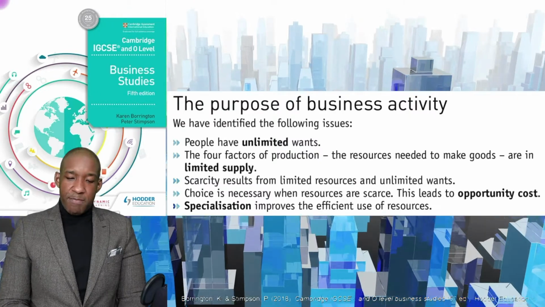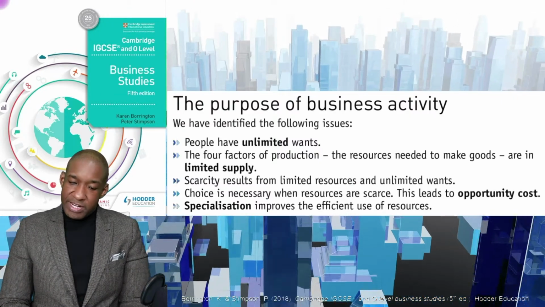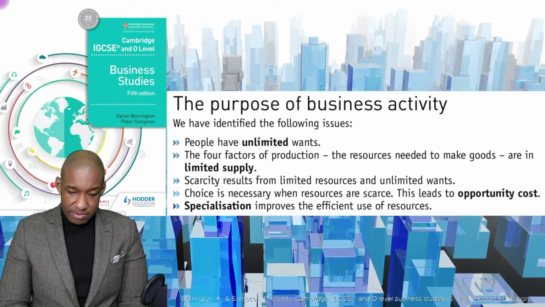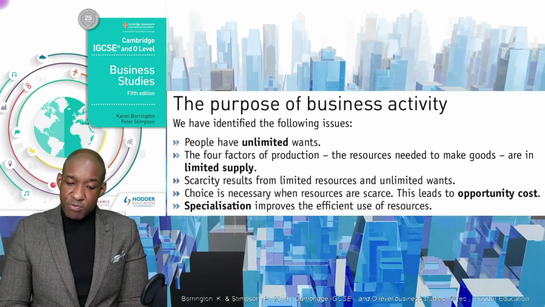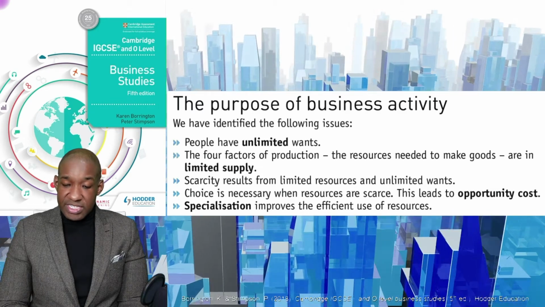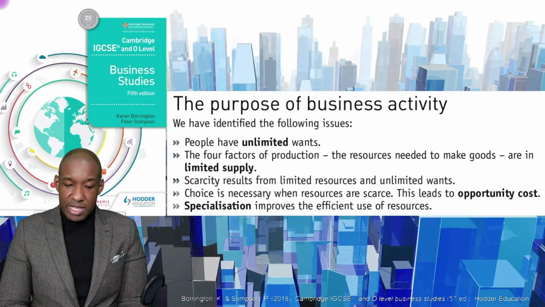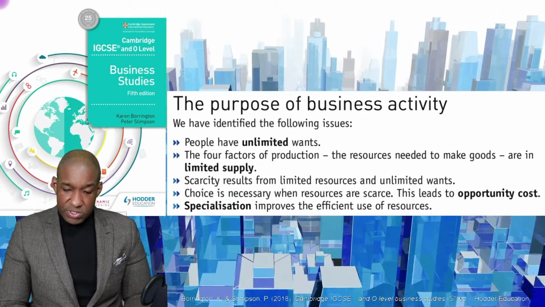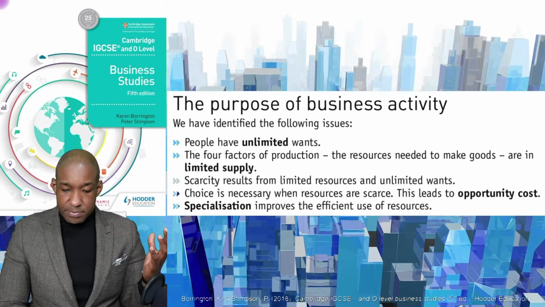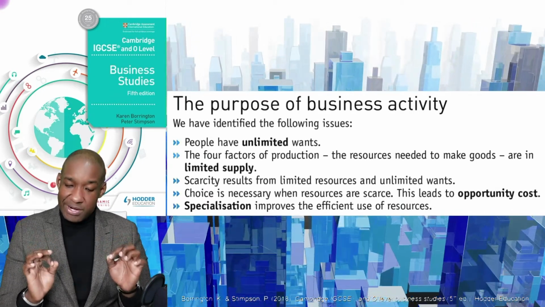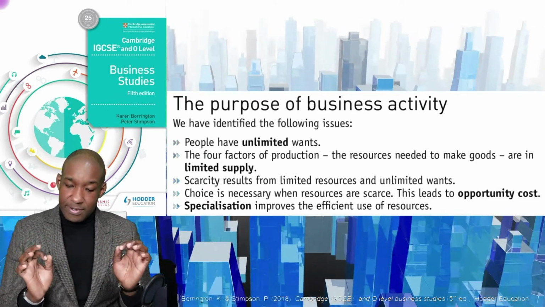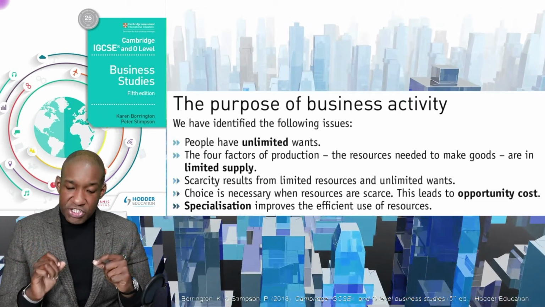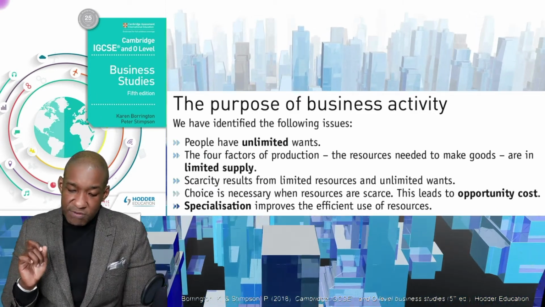So the purpose of business activity. We have identified the following issues. People have unlimited wants. The 4 factors of production, the resources needed to make goods, are in limited supply. Scarcity results from limited resources and unlimited wants. Choice is necessary when resources are scarce. This leads to opportunity cost. Specialization improves the efficient use of resources.